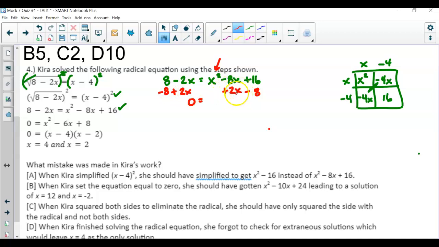Line up the like terms. So now we're going to solve x squared minus 6x plus 8. Does that match? Yes. So now we're going to solve by factoring.